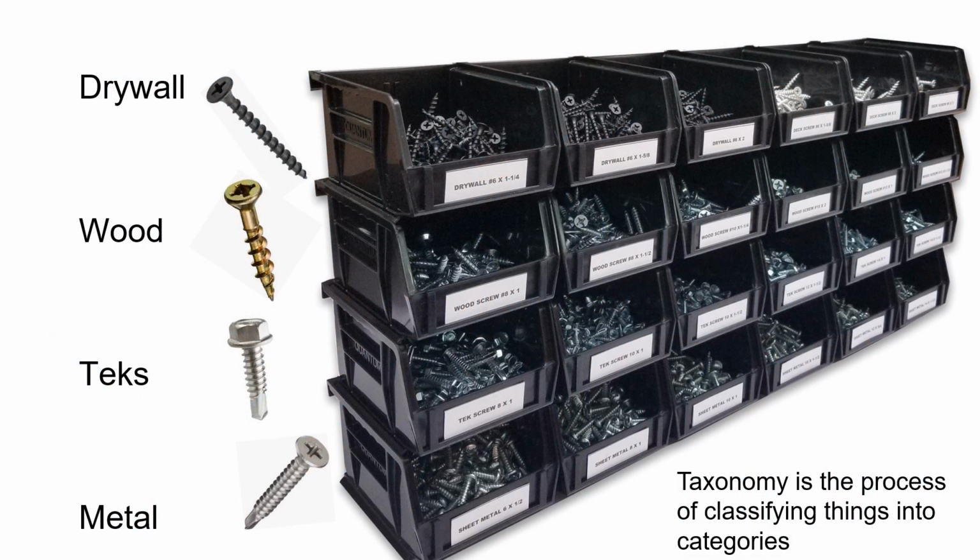Here's an example of how we might sort some screws. We've got 4 rows here, and we've got different types of screws. Some that are meant for drywall, some that are meant for wood, some that are meant for metal. Tex is a certain brand name that will self-tap or drive itself into a lot of different things. And then we could arrange them along that row into bins and sort them by size, etc.